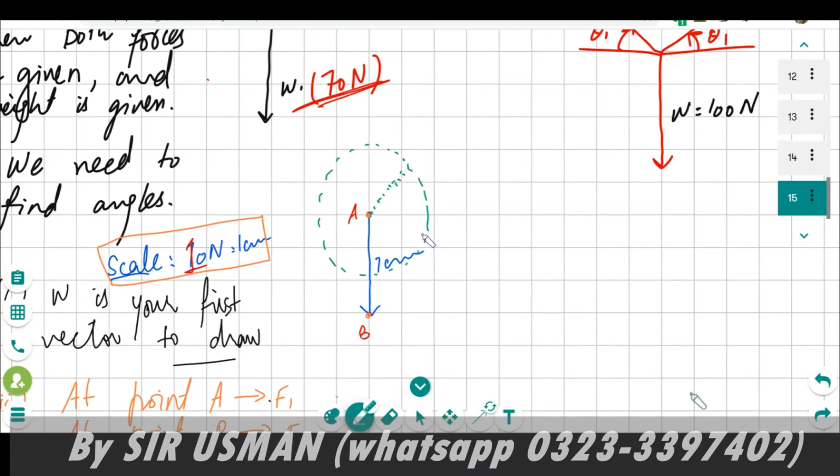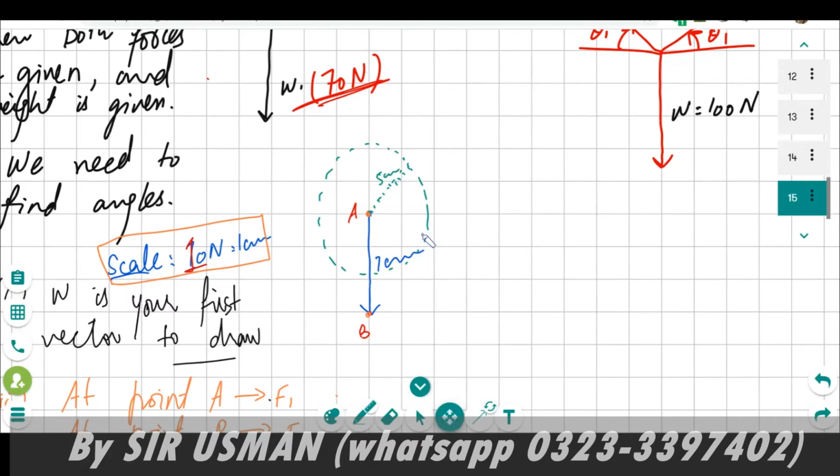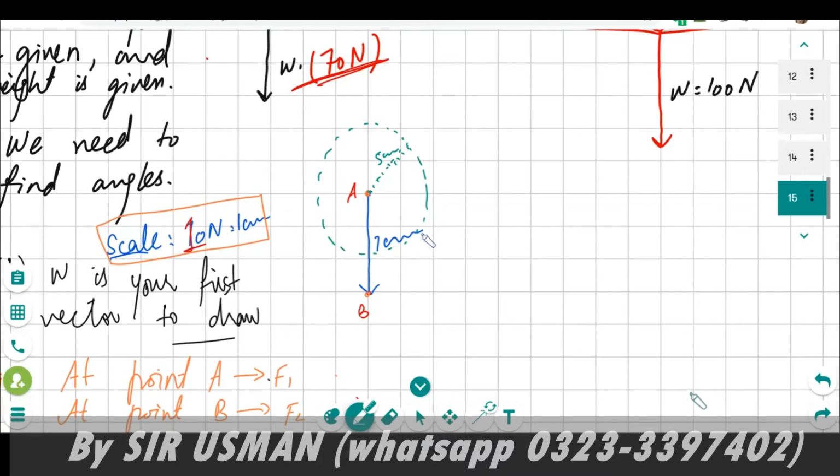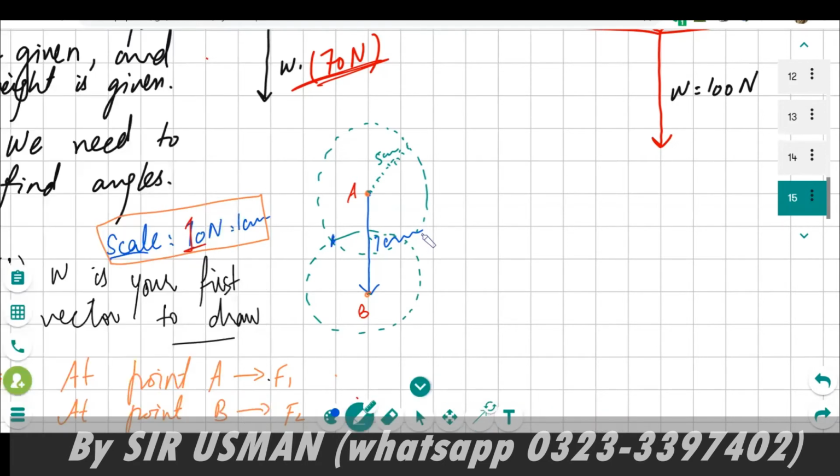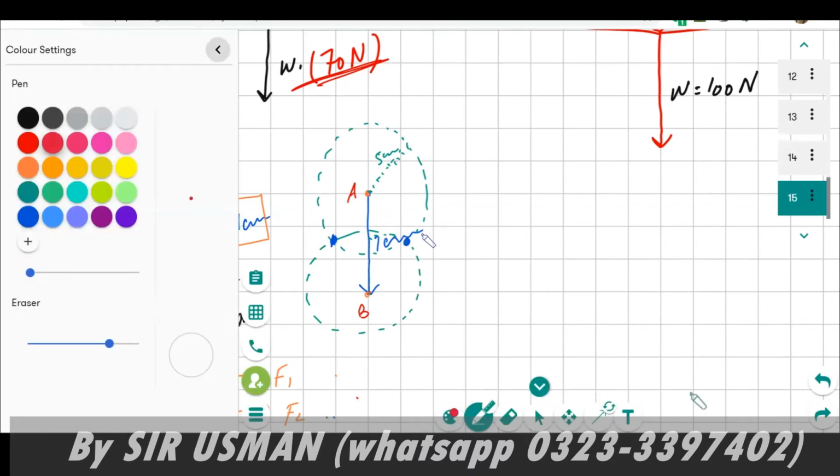You can do it with a protractor and compass and you can easily draw it. So this is a 5 centimeter radius, and at B we also have a 5 centimeter radius, right? So we are getting 2 points where they are intersecting. Let's say this is point 1 and this is point 2. We get 2 points, so there are two possibilities.